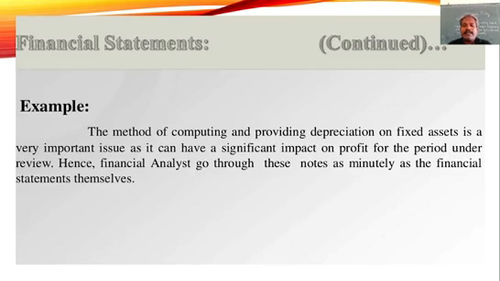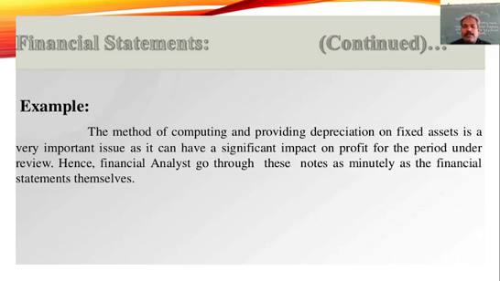For example, the method of computing and providing depreciation on fixed assets is a very important issue, as it can have a significant impact on profit for the period under review. In the profit and loss account, we have to post on the debit side all the expenses and losses, and on the credit side all incomes and gains only. But depreciation is not an expenditure; it should be provided for future needs. Still, it should be posted on the debit side of the profit and loss account. That means it should reduce the current year's profit. So, that is the major important role played.